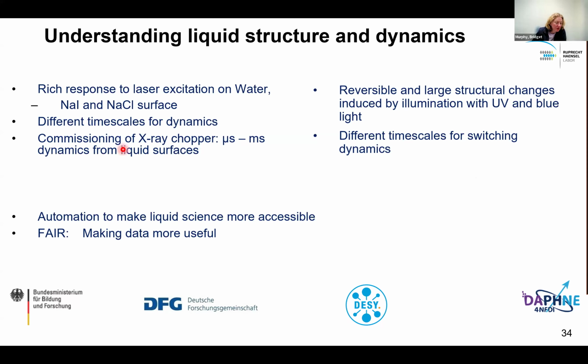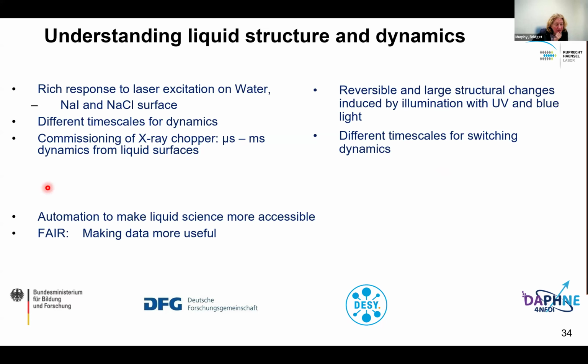We have updated our X-ray chopper system now so that we can continuously measure over all timescales. We used to have a gap, and now we have no more gaps. We can go all the way from nanoseconds to seconds. And I was also telling you about our phospholipid systems, and there we also see that we have reversible structural changes by light illumination, and we have different timescales depending on how we do the switching.